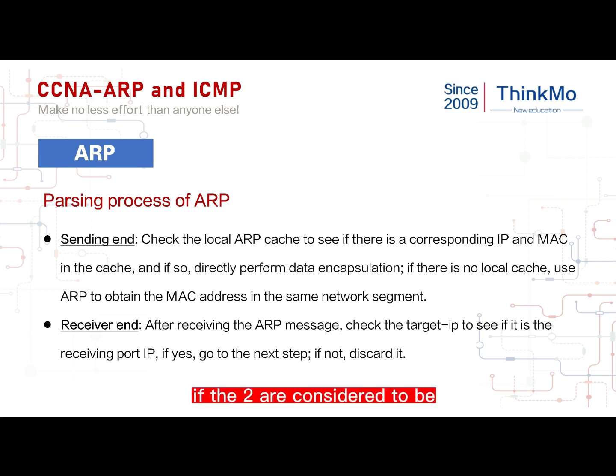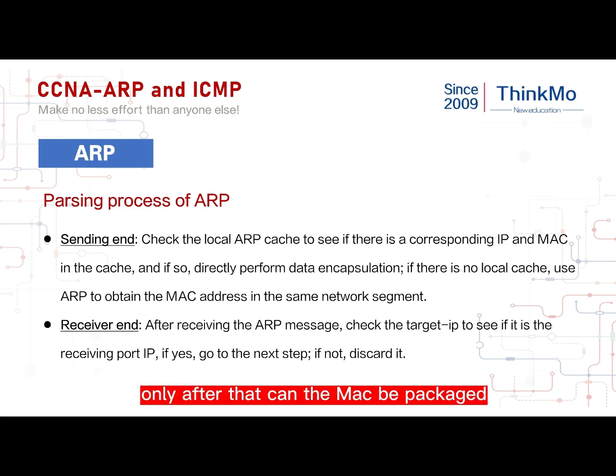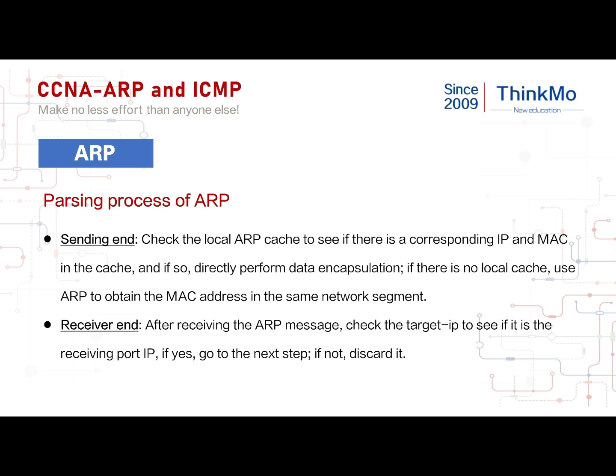If the two are considered to be in the same network segment now, then it borrows ARP to capture the MAC address. Only after that can the MAC be packaged. Then proceed to the next step. Implement this operation. Then send an ARP request. The other party will reply with an ARP response. This is the query we're talking about. But actually, before we borrow ARP to capture the MAC address, first, check the local ARP cache.